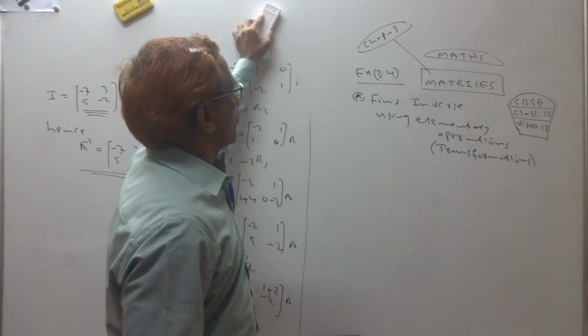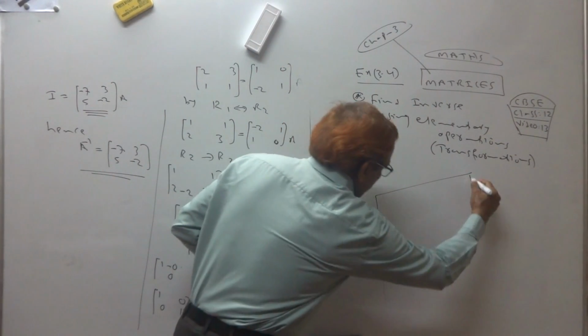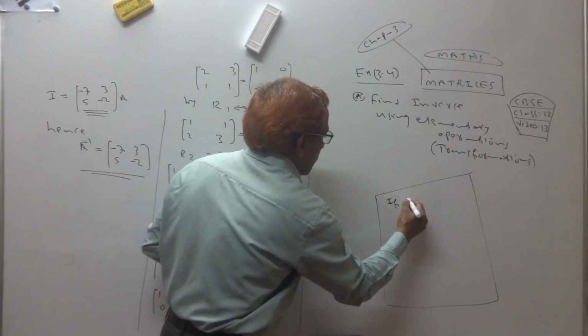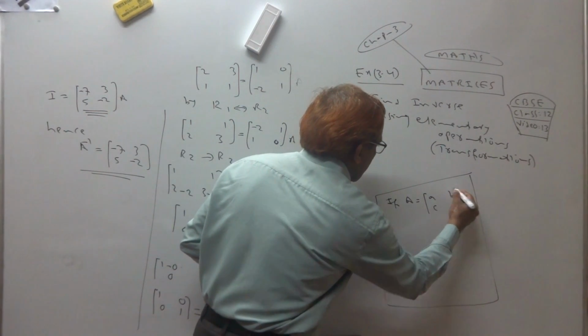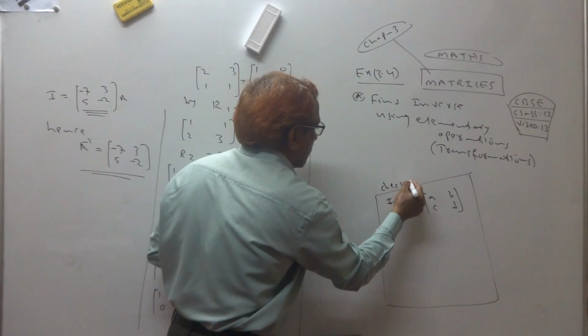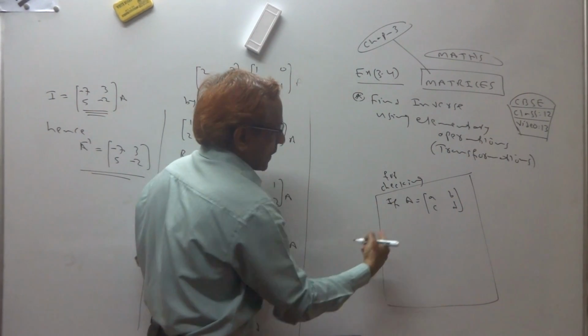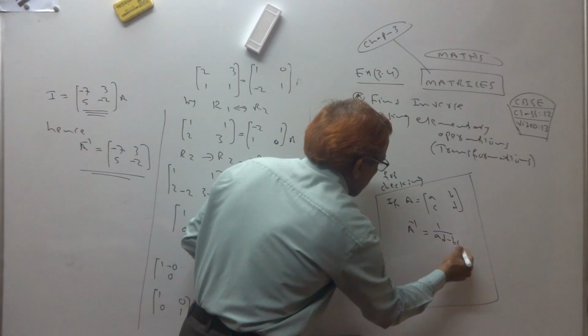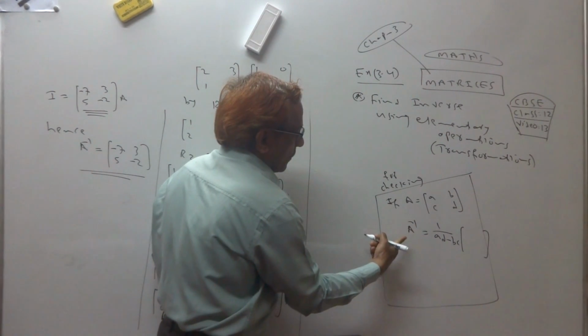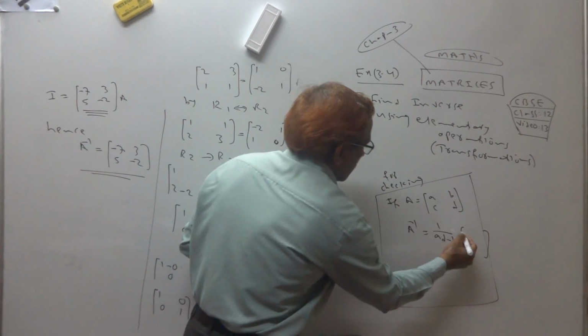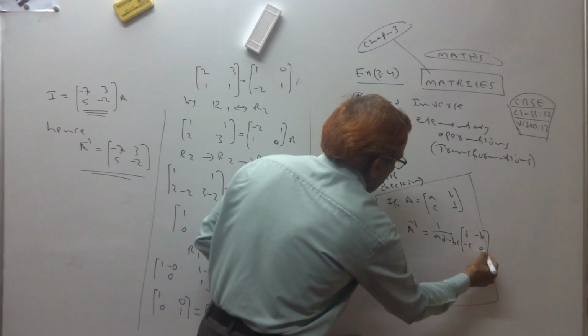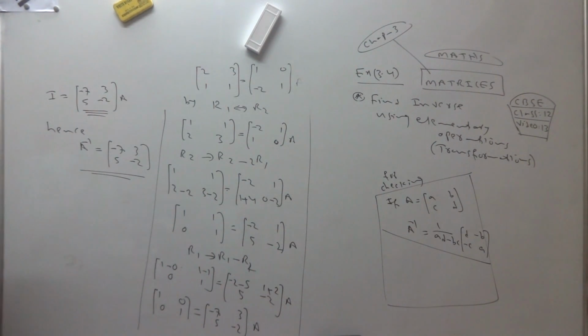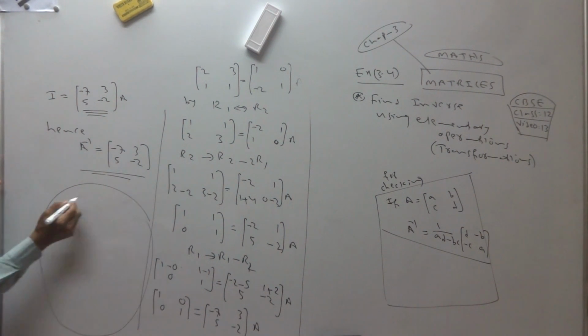So this checking is only for 2 by 2. If A is [A B; C D], this is only for checking. We use this technique. When A is [A B; C D], then A inverse is 1 by (AD minus BC) times [D, minus B; minus C, A]. Now you got this answer, right? So I am checking this answer, you see.